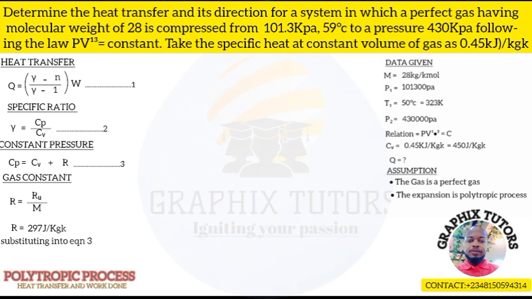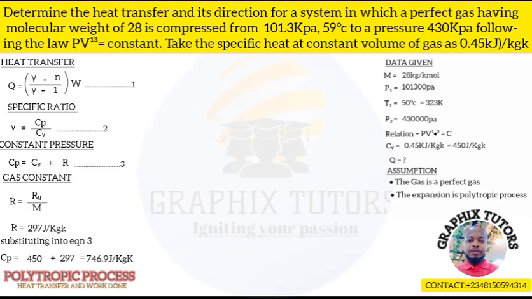Above, we'll have Cp equals Cv plus R. So Cp is Cv, which is 450, plus the R we got, 297. So my Cp will give us 746.9 joules per kilogram Kelvin, which in kilojoules per kilogram Kelvin, dividing by 1000, is 0.746, approximately 0.75.